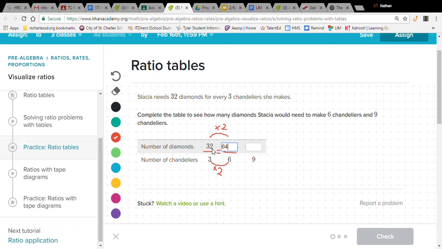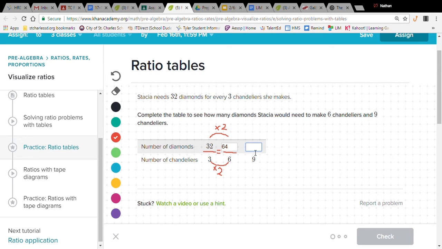If I check that using the traditional solving proportions method that we've done so far, 32 times 6 is 192. Divide that by the leftover number here, 3, and it checks out. It gets 64. So that's one way to think about that.